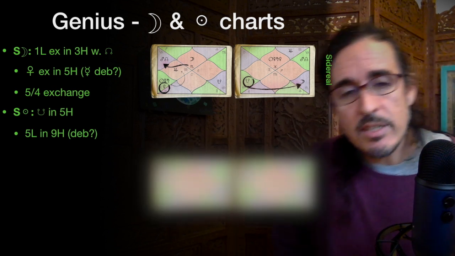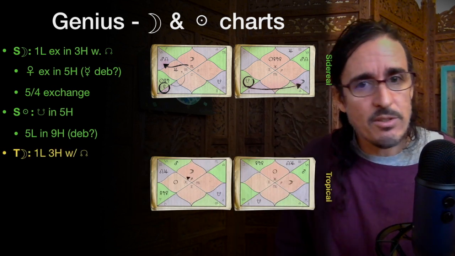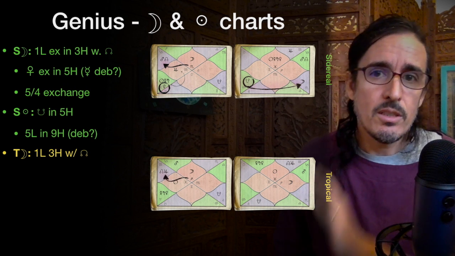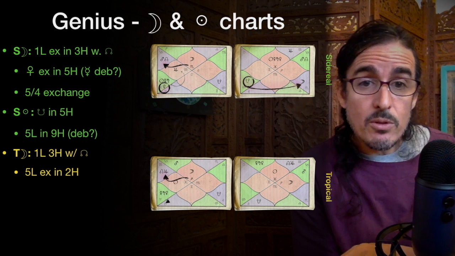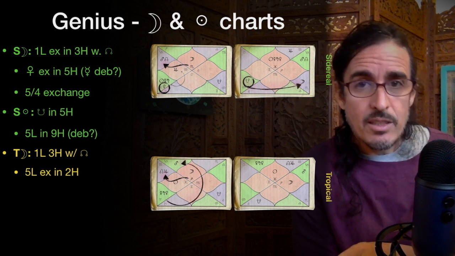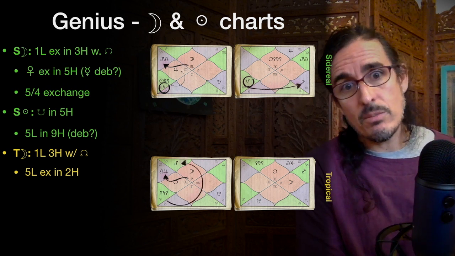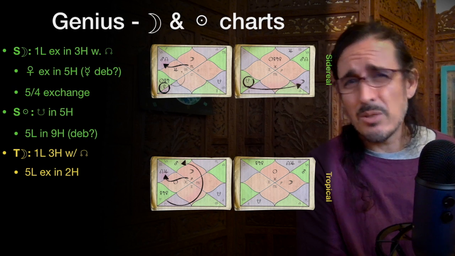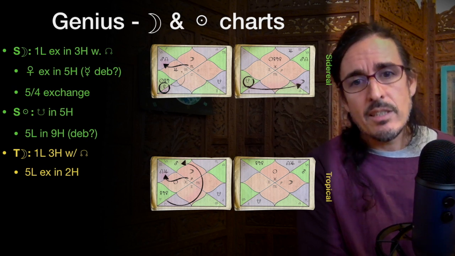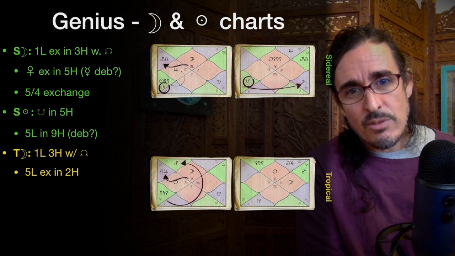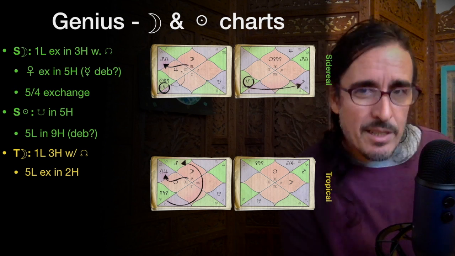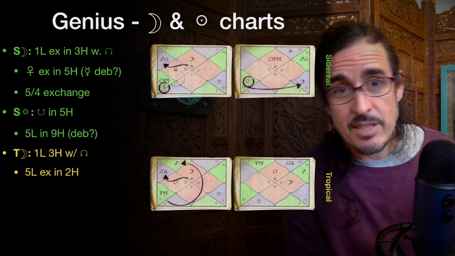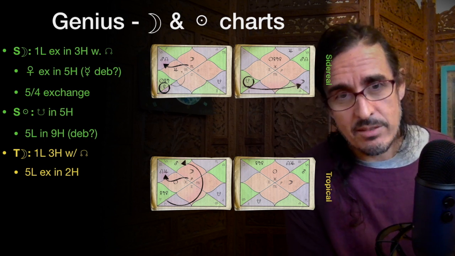In the tropical sun and moon charts, you've got the 1st Lord in the 3rd house with Rahu, just as you do in the sidereal. Here in the tropical moon chart, you've got the 5th Lord exalted again. So in the sidereal chart, we had an exalted planet in the 5th house, but it was Venus, and Mercury was debilitated there. In the tropical moon chart, we have the 5th Lord exalted in the 2nd house, which is the house of knowledge. But in the tropical chart, we do have a debilitated planet still in the 5th house.